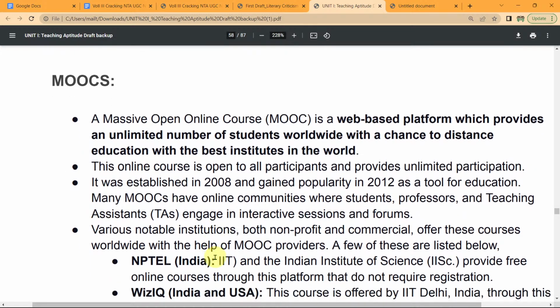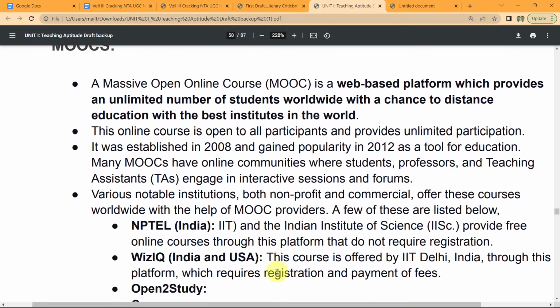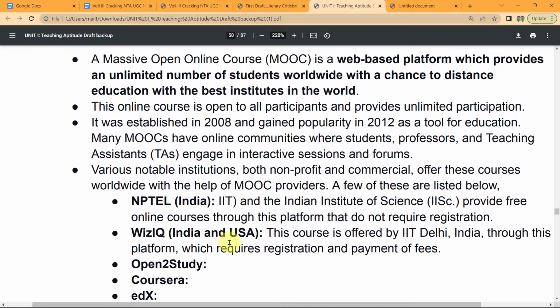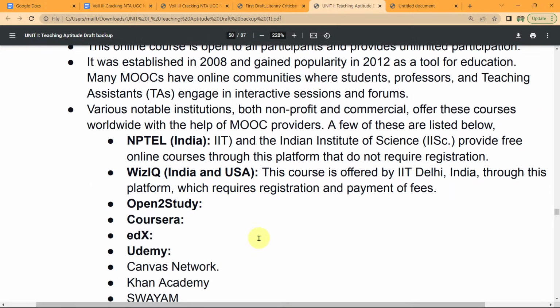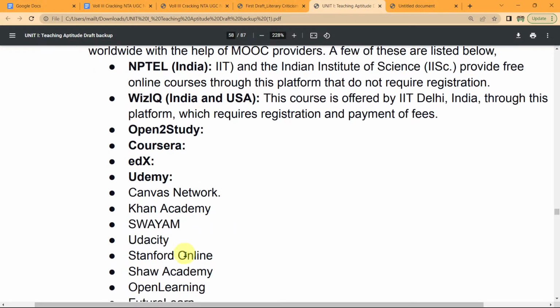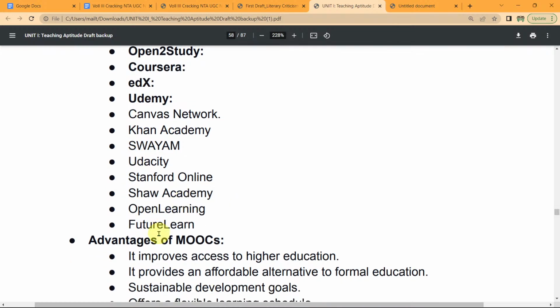And some examples of these providers are listed below. NPTEL, that we have discussed the full form, WizIQ, which is in India and US, Open to Study, Coursera, edX, Udemy, Canvas, Khan Academy, Swayam, Udacity, Stanford Online, Shaw Academy, Open. And these are all free that you can use.